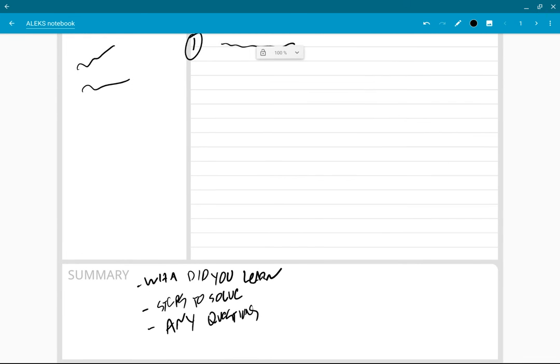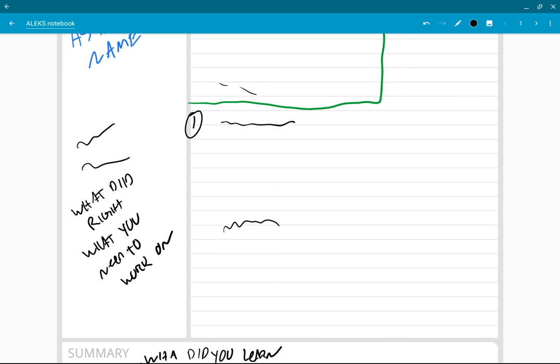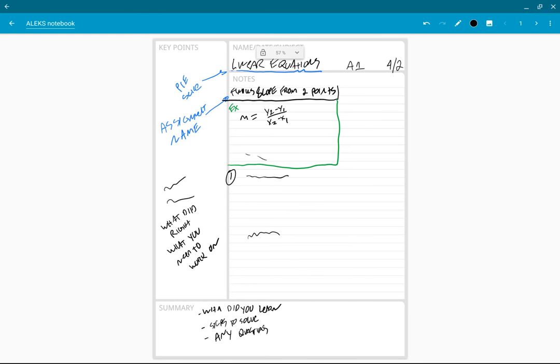And if you get a problem wrong, so let's say we worked out problem 1, we got it wrong, fill in the explanation. All right, and then in the key notes off to the side, talk about what you did right and what you need to work on. Okay, someplace that gives you an idea. So that's Cornell notes.